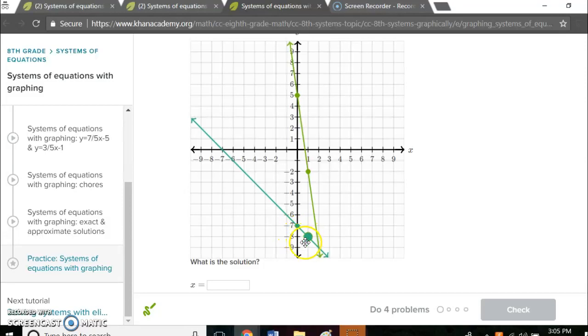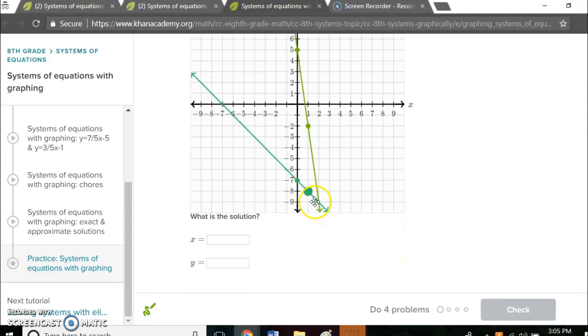And if I were doing this on graph paper, I'd want to make more points so that I could see exactly where they're going to cross, because my lines aren't perfectly straight on graph paper. So these lines are perfectly straight. So I can see that the x-coordinate of this point of intersection is 2, and the y-coordinate of the point of intersection is -9.